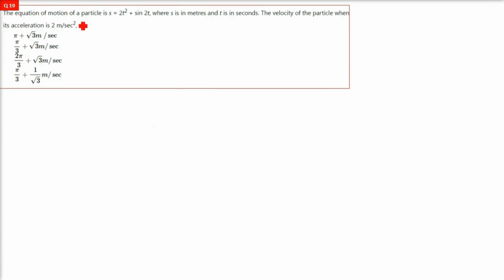The equation of motion of a particle is this. When s is in meter and t is in second, the velocity of the particle when its acceleration is 2 meter per second square. So the same thing we have to do. Assume this as s, the distance. ds by dt is velocity, rate of change of distance is velocity, and rate of change of velocity is acceleration. This is what we have learned. So the velocity of the particle has to be found out, that is ds by dt.